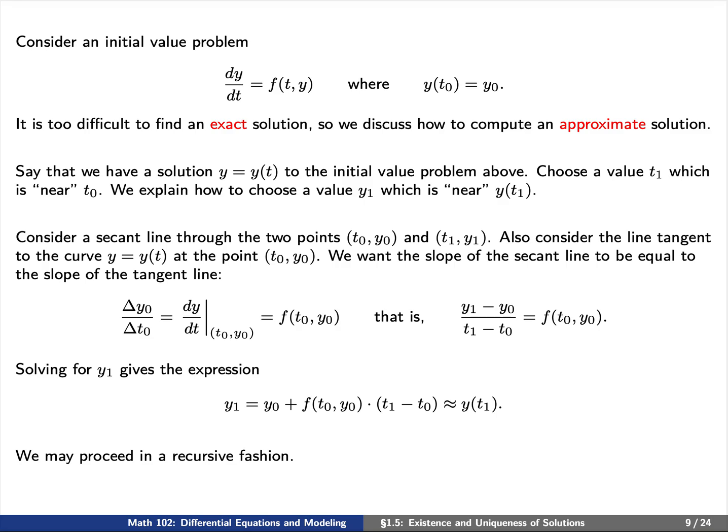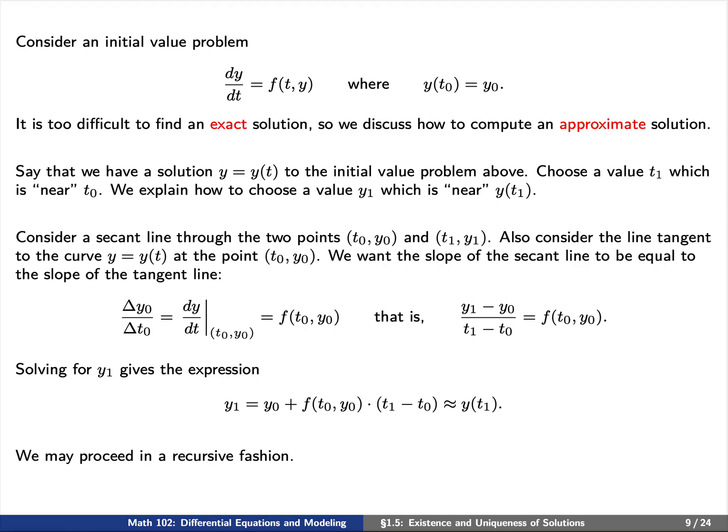The idea is to consider a secant line going through the two points (t0, y0) and (t1, y1). We'd like for the slope of the secant line to be equal to the slope of the tangent line. But because the slope of the tangent line, dy/dt, is just f of t comma y, we find that the slope of the secant line, that is y1 minus y0, divided by t1 minus t0, is equal to f evaluated at (t0, y0).